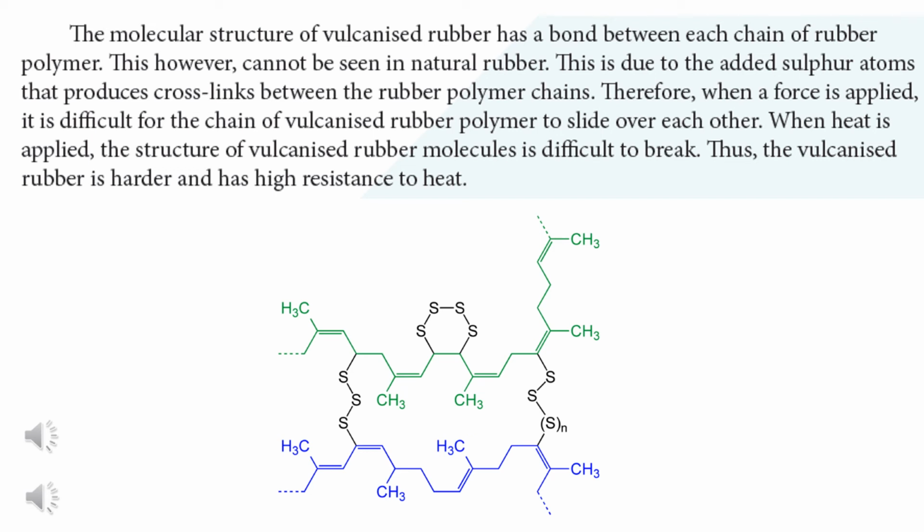The molecular structure of vulcanized rubber has a bond between each chain of rubber polymer. This, however, cannot be seen in natural rubber. This is due to the added sulfur atoms that produce crosslinks between the rubber polymer chains. Can you identify the crosslinks in the molecule structure?